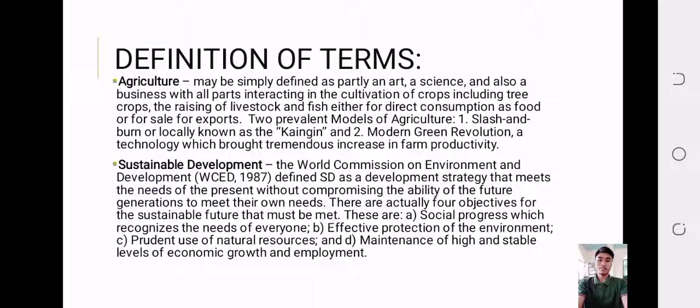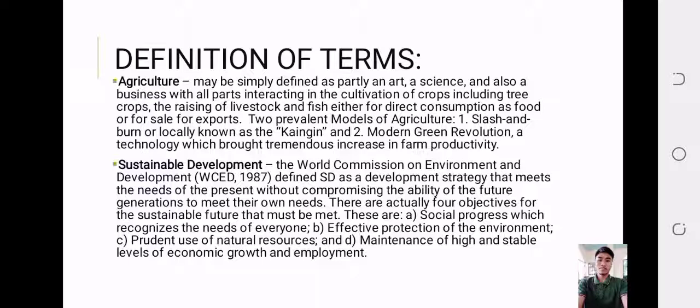Sustainable development, by the World Commission on Environment and Development, 1987, is defined as a development strategy that meets the needs of the present without compromising the ability of future generations to meet their own needs.